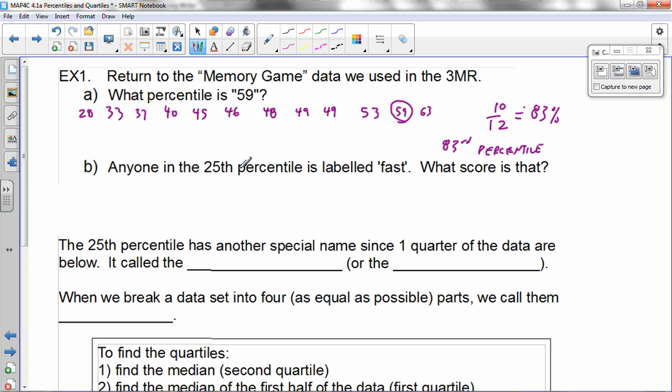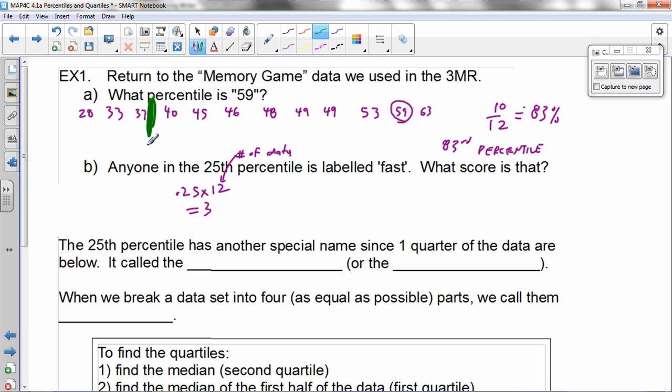Anyone in the 25th percentile is labeled fast. So any spot where only 25% of the data are below is labeled fast. What score is that? Well, 25th percentile is 25% of the data, and I'm going to multiply by 12 since there are 12 pieces of data. So we figure out how many people have got to be below there. 3 people. 1, 2, 3. There's the third person. Anywhere below that spot, we consider them fast.